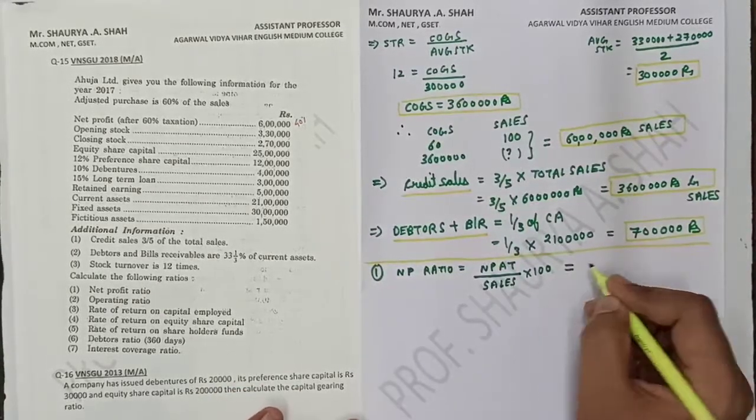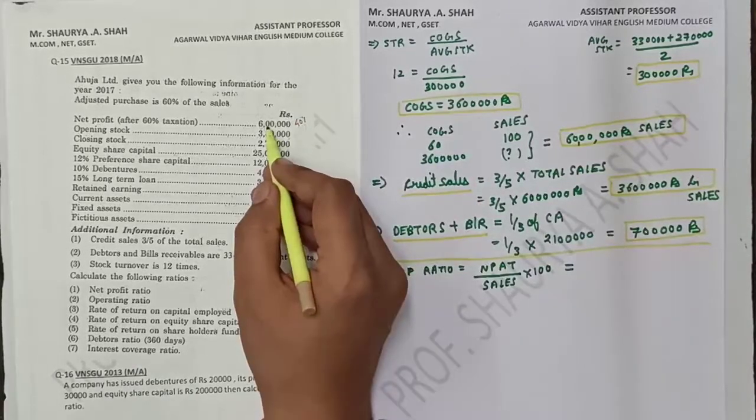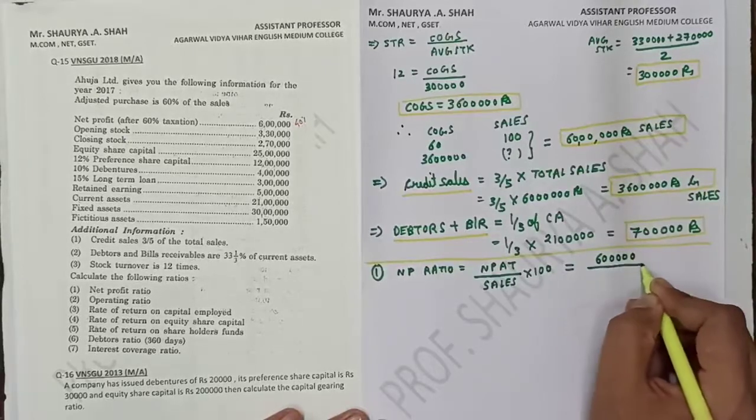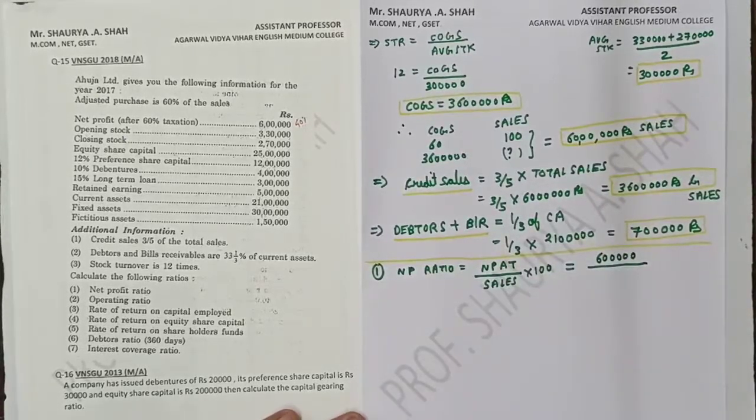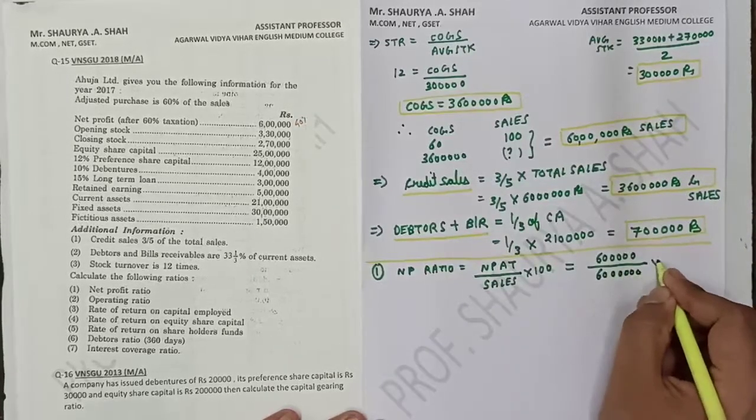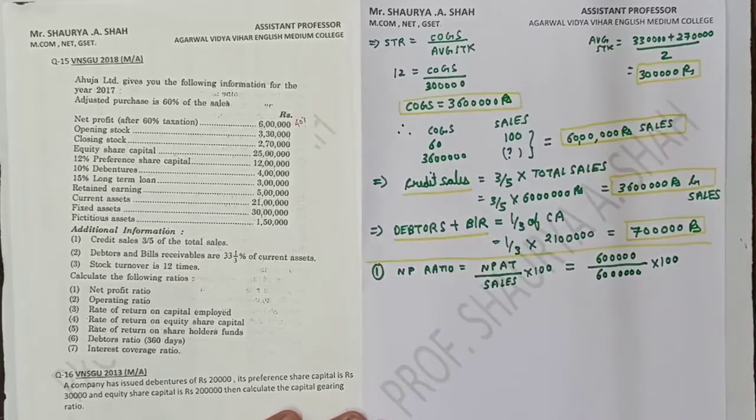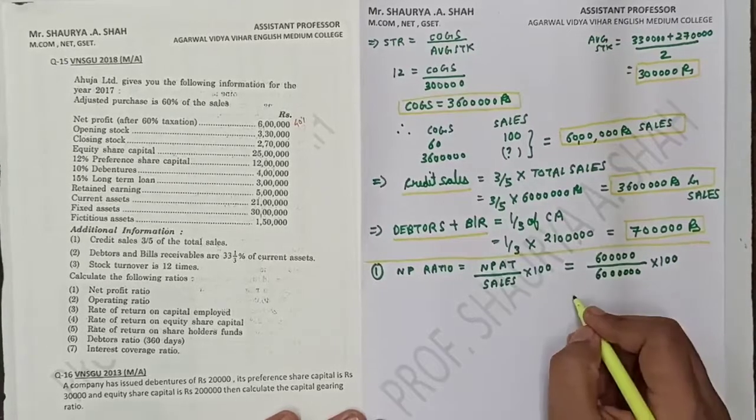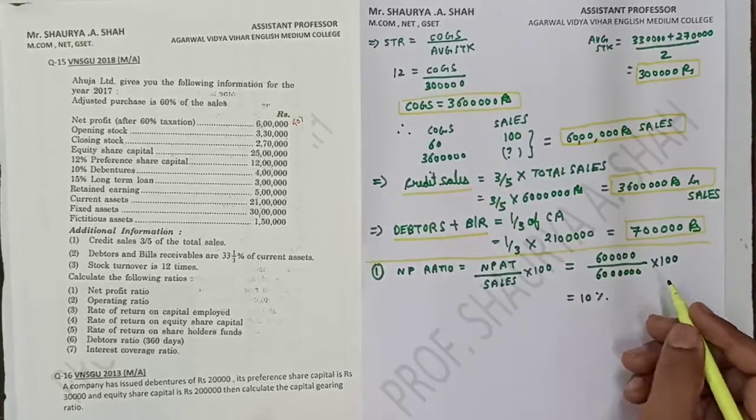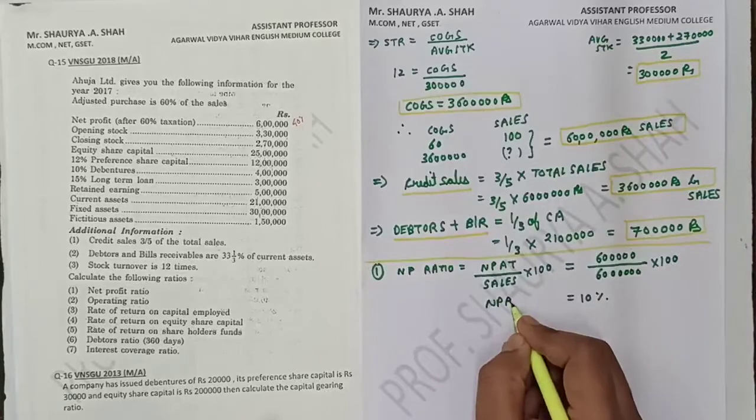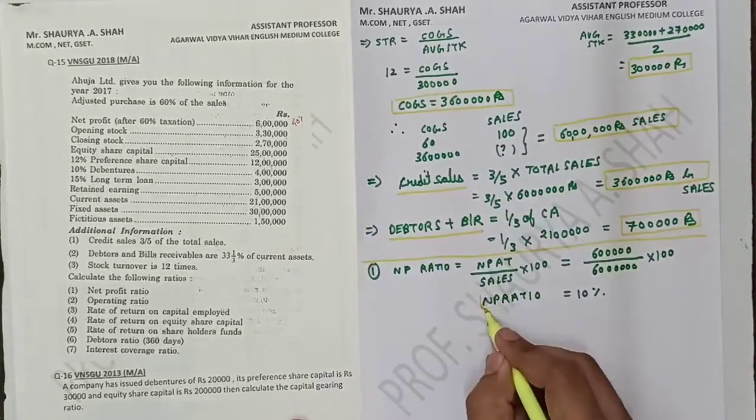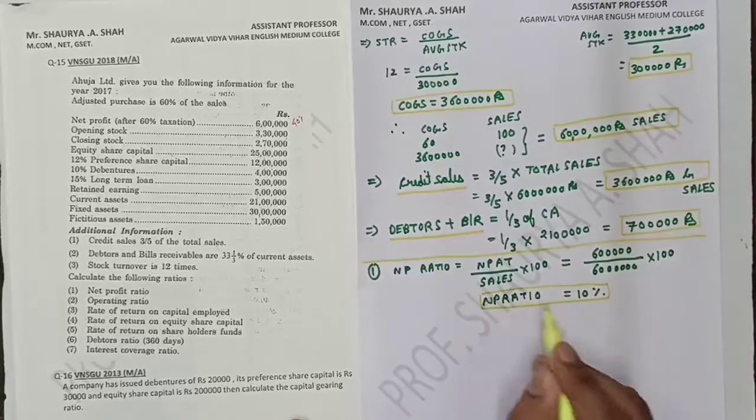So net profit after tax, how much is it? Already given in the sum, 6 lakh. So 6 lakh divided by total sales. How much is my total sales, students? 60 lakh into 100. So 6 lakh divided by 60 lakh into 100. So what I'll get is the answer of 10% after dividing this. Fine. So what is my NP ratio? Net profit ratio is 10%. Fine. I hope it is clear to each and every student.